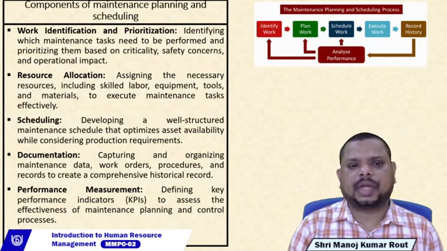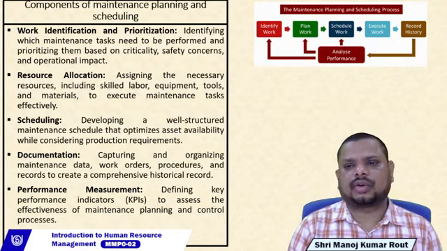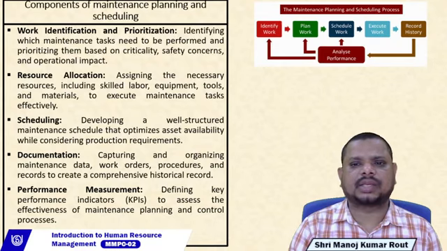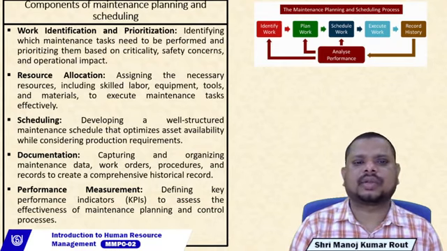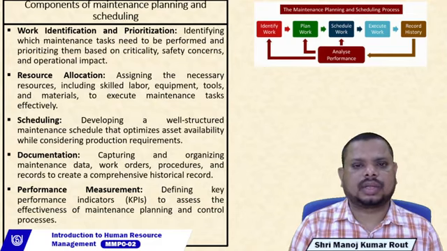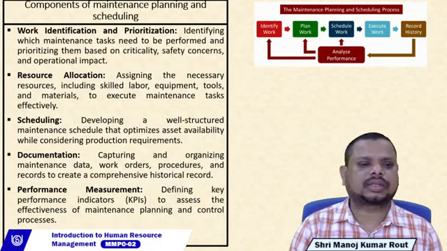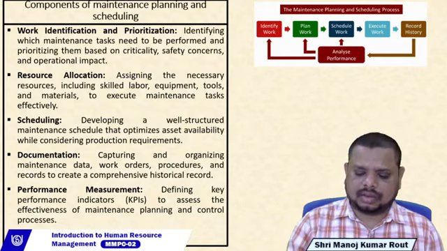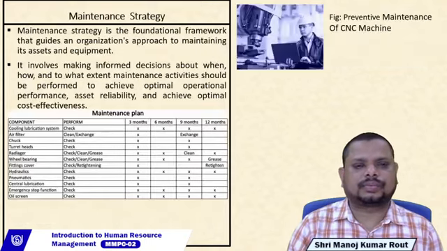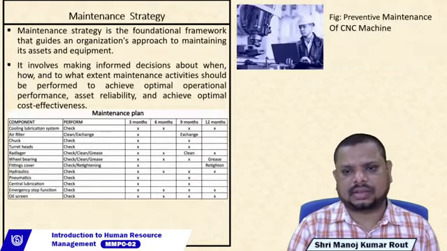So these are the major and important components of the maintenance planning and scheduling process. Let me repeat. The first one is work identification and prioritization, then resource allocation. The next we have scheduling. The next one is documentation, and the last one is performance measurement. The next topic we have is known as maintenance strategies.